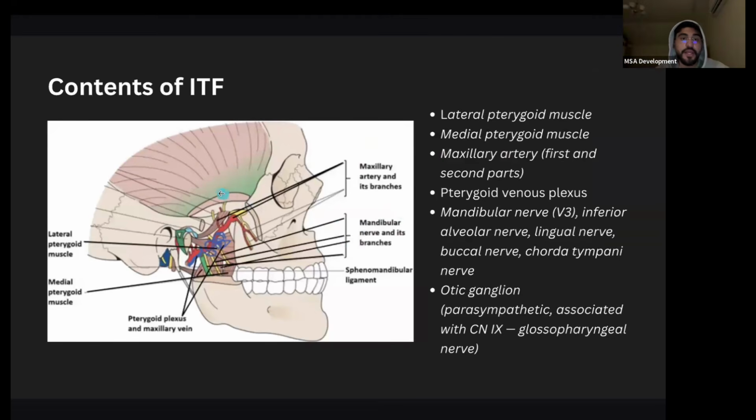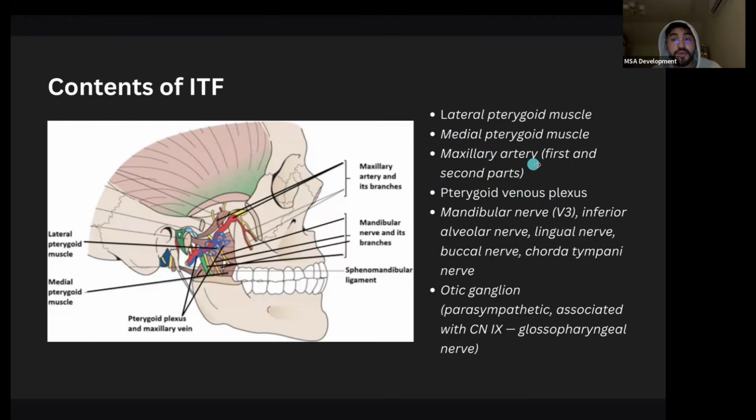Now, what are the contents of this infratemporal fossa? First of all, if we go back a bit, the otic ganglion is located in the infratemporal fossa, right? That's number one. Number two, we have the mandibular nerve, inferior alveolar nerve, lingual nerve, buccal nerve, and chorda tympani nerve, all within the infratemporal fossa. In my opinion, two nerves are very high yield that you need to know: the mandibular nerve and the chorda tympani nerve.